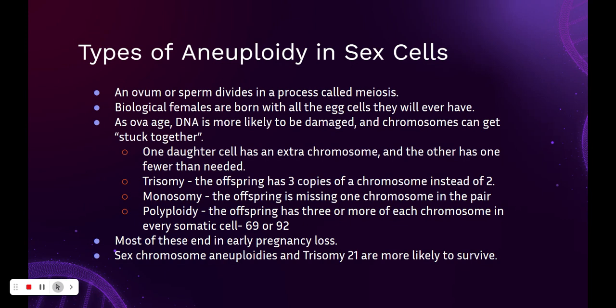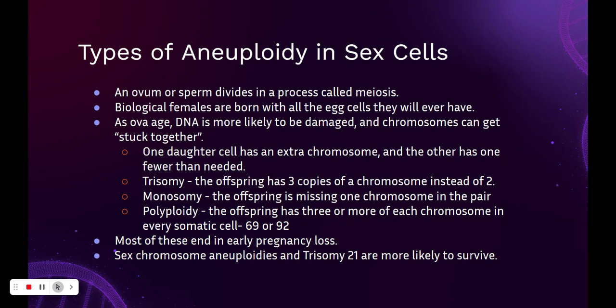This is when the parent cell, instead of having one extra chromosome, has an extra copy of every chromosome. So you can have this with one parent cell, one gamete, so one ovum or one sperm, or you can have it in both. And the resulting offspring, or the resulting product of conception, will have 69 or 92 chromosomes, totally incompatible with life, but it also creates conditions that are conducive to cancer in the mom.